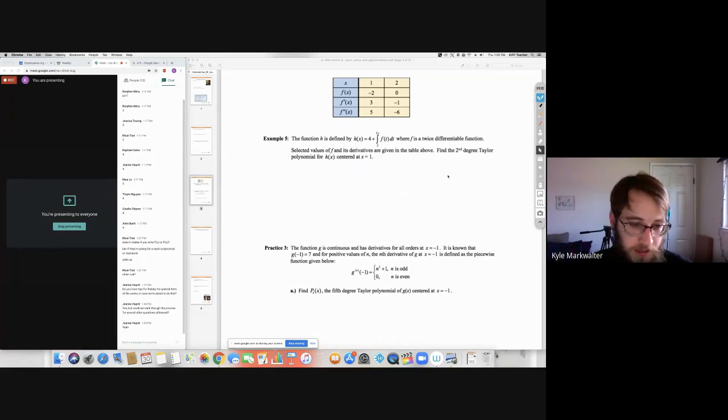Try example 5. I want to work it out silently too if you want to check your work. Values of the derivative.